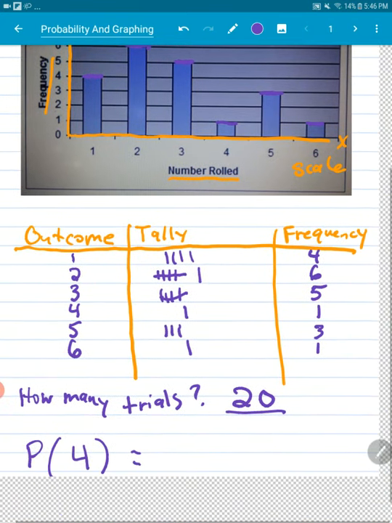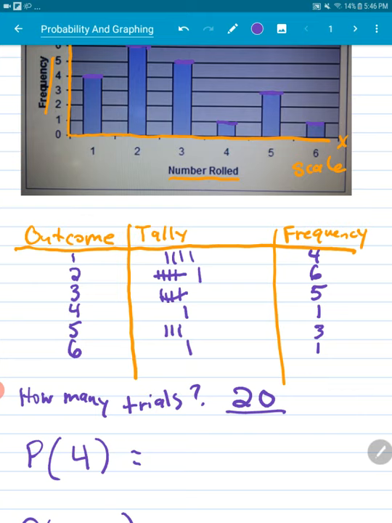Now based on this, I want to know what is the probability of rolling a 4. If we look in our table here, we want to know the probability of getting a 4, like what actually happened. We know that the total number of trials was 20, so we put that in the bottom. And in this frequency table, we see that a 4 was rolled once, so the probability was 1 out of 20.